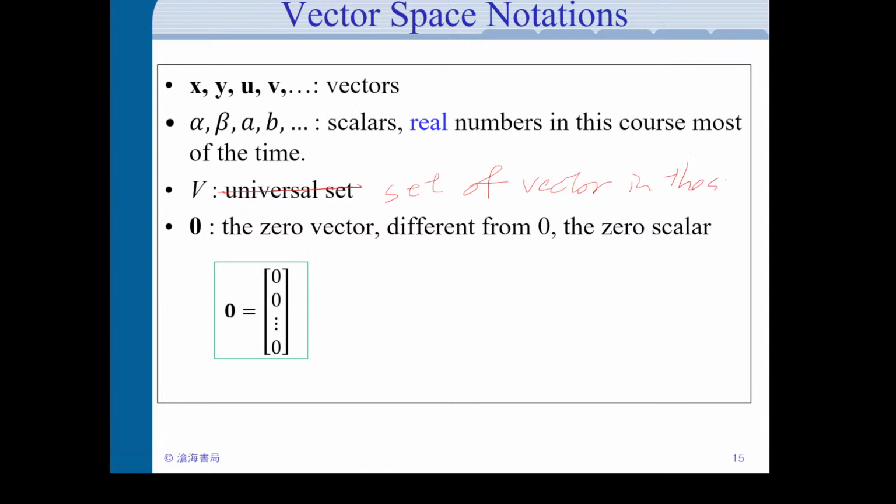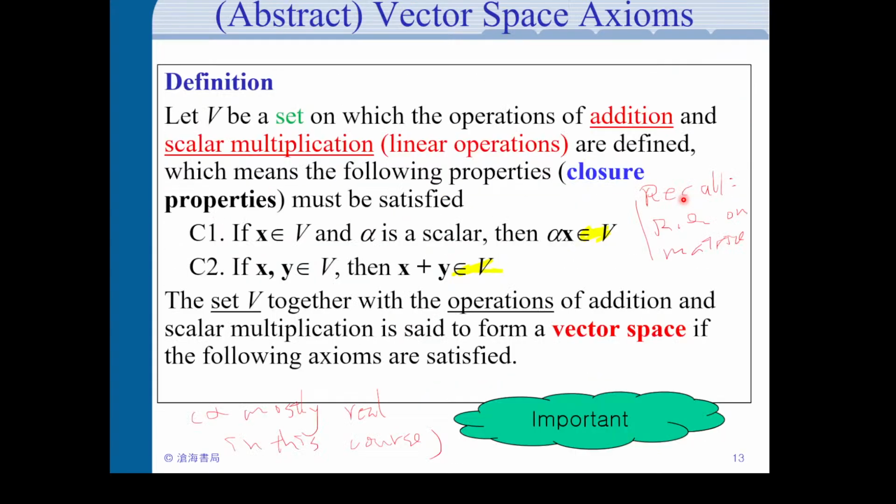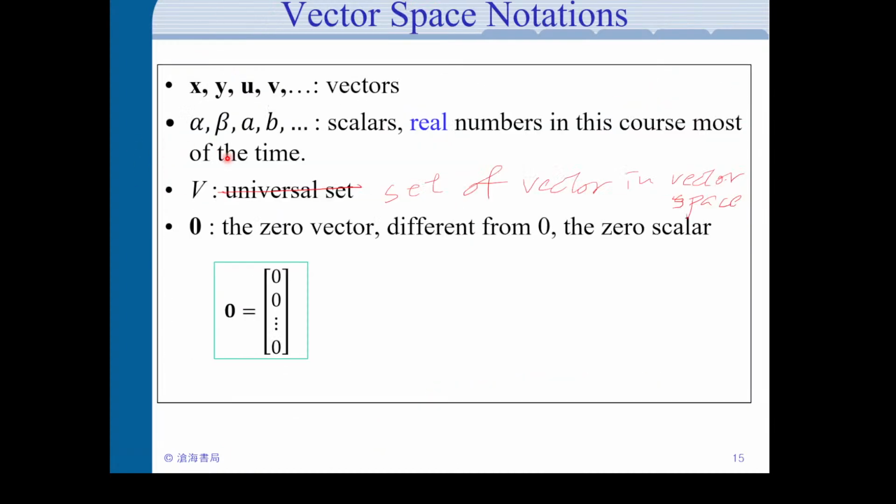Okay, a set of vectors in your vector space. A set of vectors in a vector space. Sometimes you will also just call V the vector space, although technically there is a nuance about whether addition and scalar multiplication are inside V or not. But anyway, V is the set of vectors, and they are also the vector space.